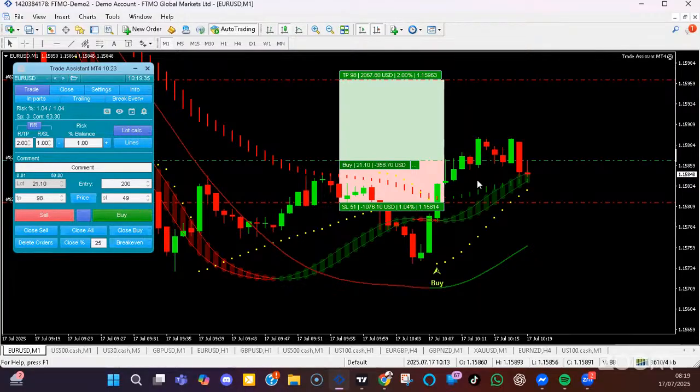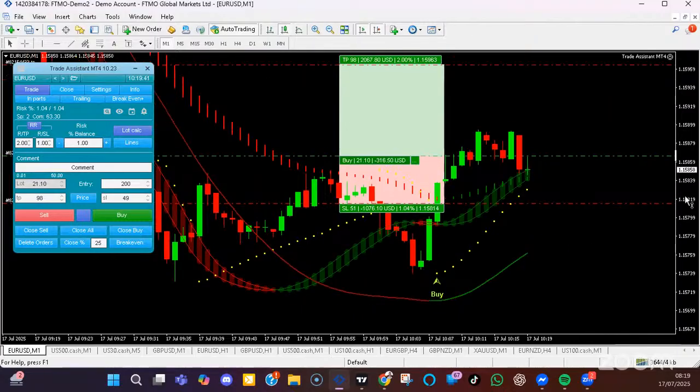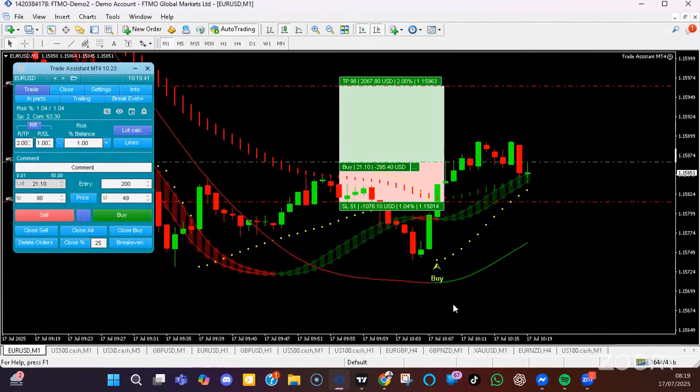But yeah, we got imbalances down here. So price will do what it's going to do, but we did everything right. Green trend, green wave, buy alert, everything was green, green, green. So we did the correct thing.